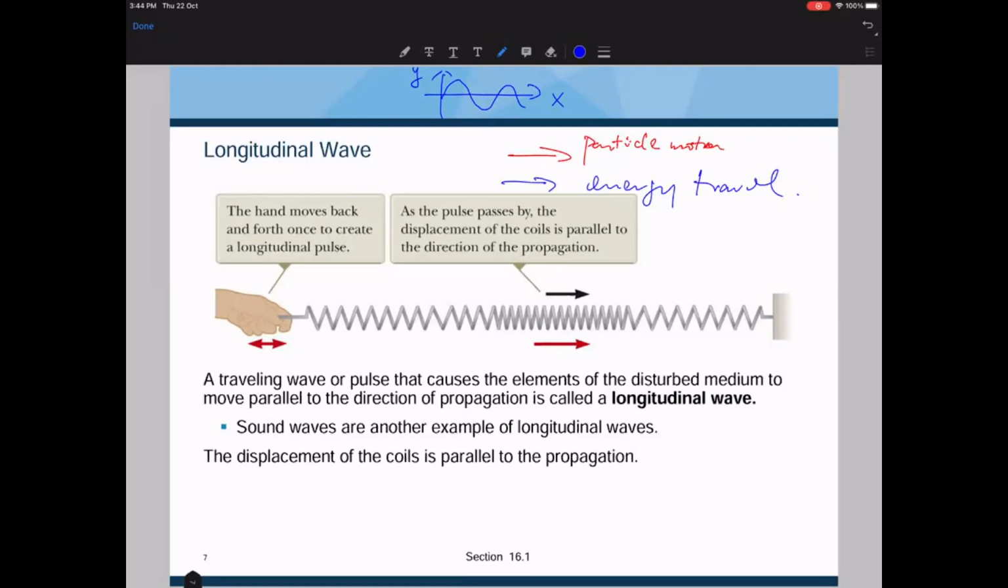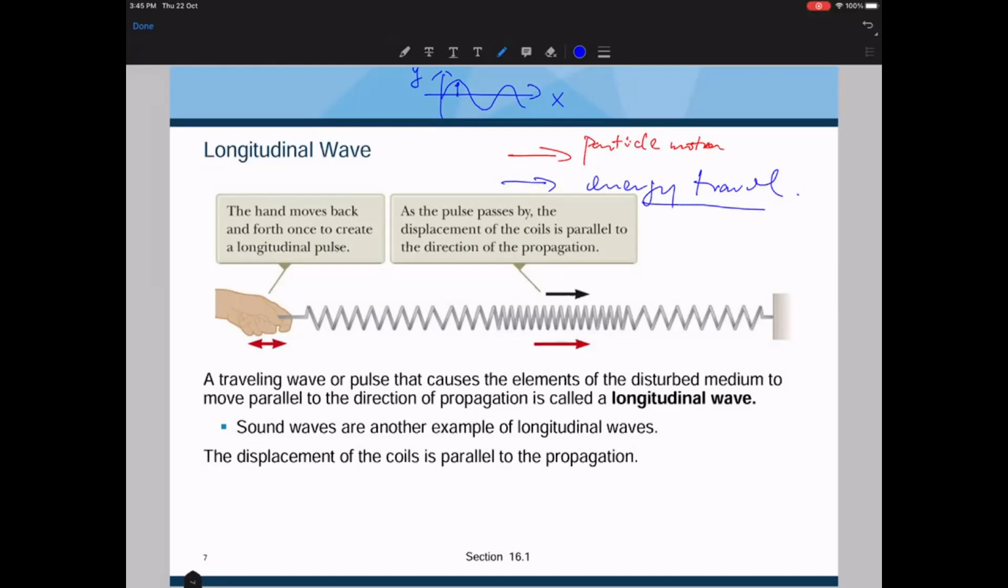When you draw this graph for the transverse wave, it corresponds to the displacement of the particle from the relative position in a direction perpendicular to the energy travel. When you draw it for a longitudinal wave, it corresponds to displacement of the particle from the equilibrium point along the particle displacement direction, which is the same as the energy travel direction in the case of a longitudinal wave.